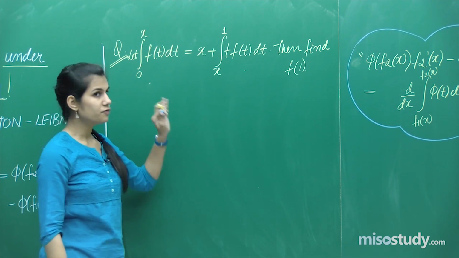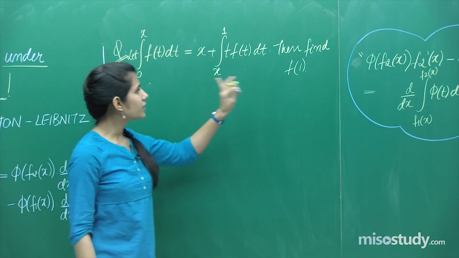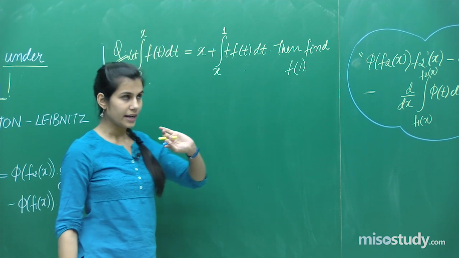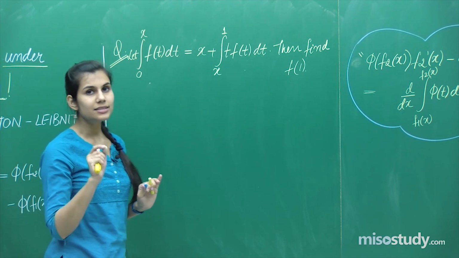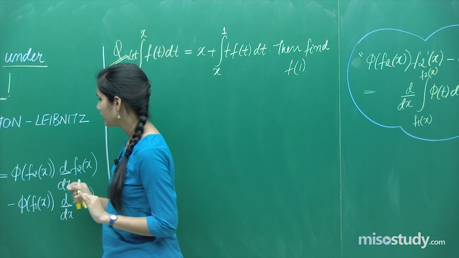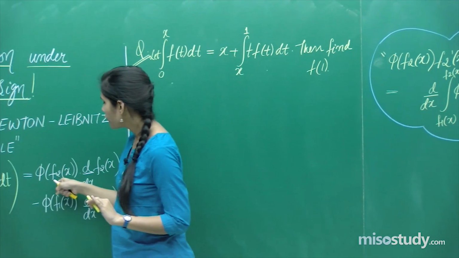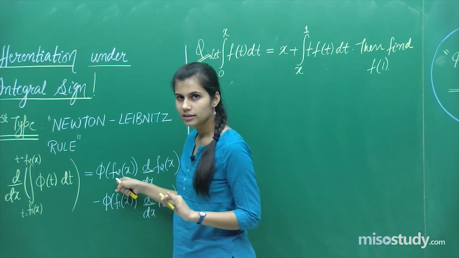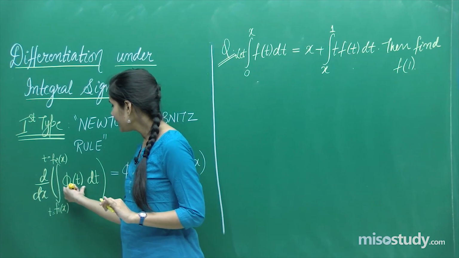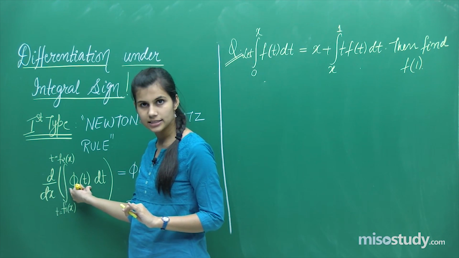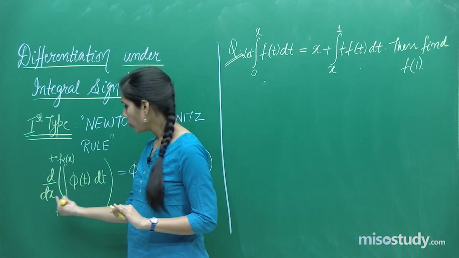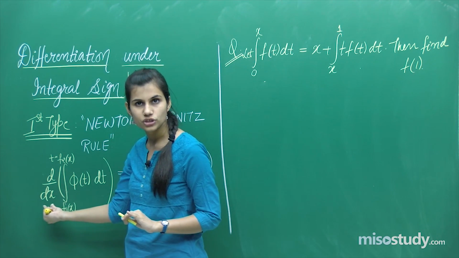First of all, you have to find f, then only you can find f(1), right? How do you find f? Just try to look at the statement of the Leibniz rule. It is saying phi of f2(x). First of all, the integrand has to be a function independent of x. x is that variable with which you want to differentiate.